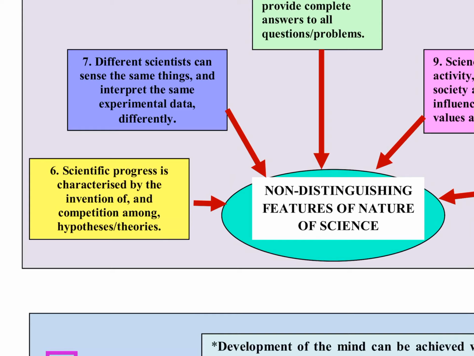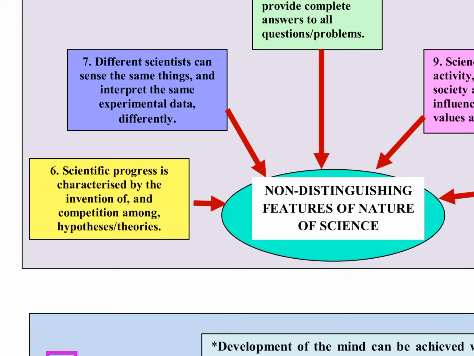Scientific progress is characterized by the invention of different theories or hypotheses. And scientific progress also takes place because of the competition among the different theories. Which theory will lead, and that will be accepted as scientific knowledge. So with some examples, we can understand this point number 6.